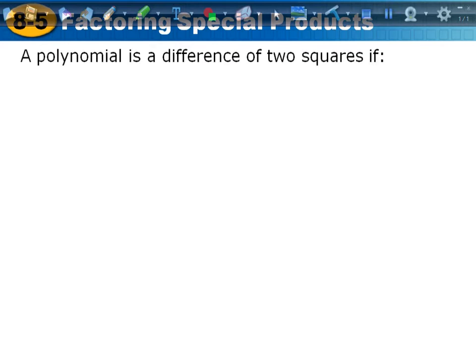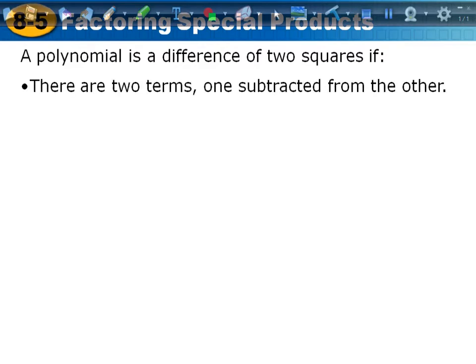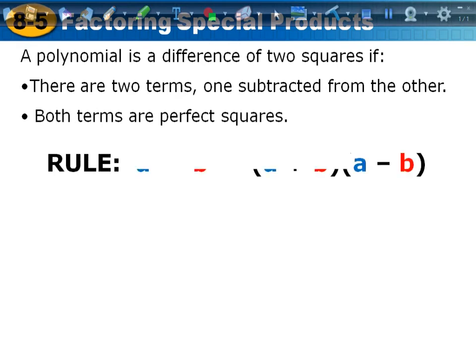A polynomial is the difference of two squares if there are two terms, one is subtracted from the other, and both of those terms are perfect squares. Here's my rule for that, and I want you to go ahead and write the rule down on your paper. You're going to write a squared minus b squared equals a plus b and a minus b. So go ahead and take a minute, pause the video, and write that rule down.